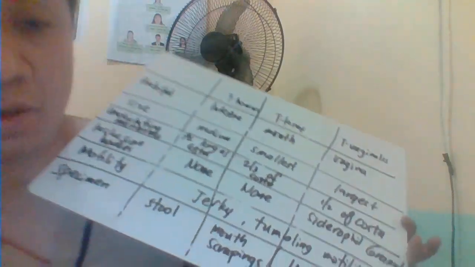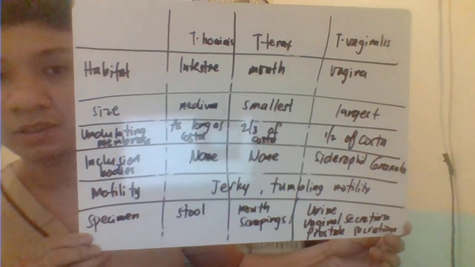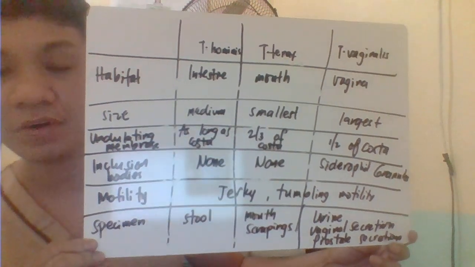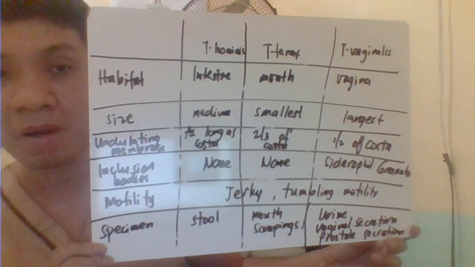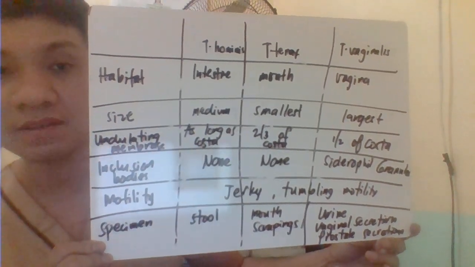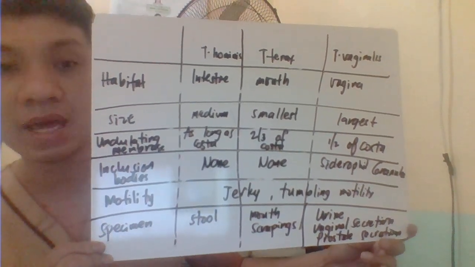There's no cross-contamination, mean to say, or no cross-infection. Pag vaginalis, hindi natin makita sa mouth or intestinal tract. Or hominis, hindi natin ito makikita sa vagina. Okay, for the differentiation of the three species. Again, in terms of habitat, hominis is found in your intestinal tract, tenax in your mouth, vaginalis in the vagina. Size, ang pinakamalaki would be the vaginalis, pinakamaliit would be your tenax.